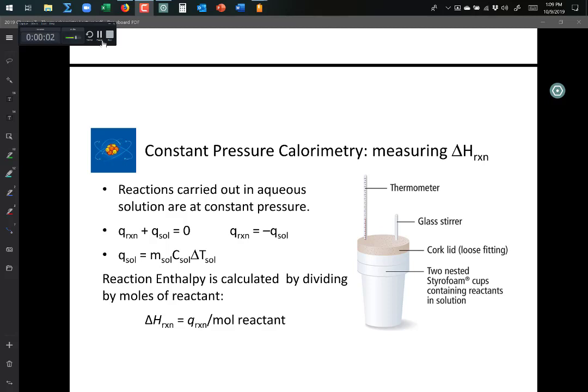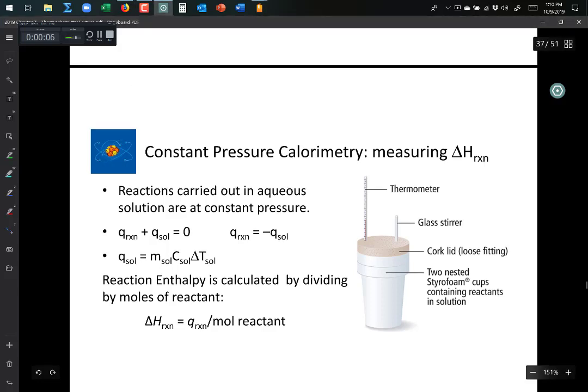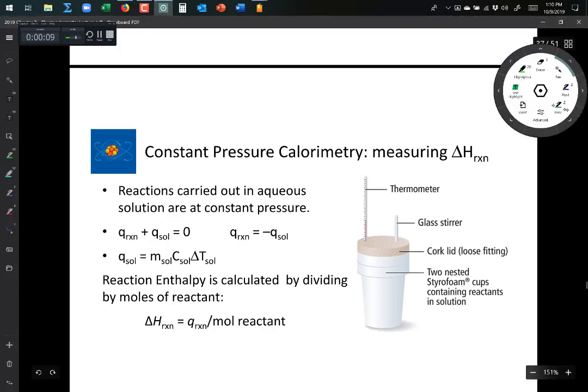What we're going to be talking about today is measuring enthalpy. And enthalpy is the heat of reaction. Remember, the symbol for it is delta H. And this is the heat of a reaction. The sciencey word for it is enthalpy. In particular, enthalpy is the heat energy released by a reaction at constant pressure.